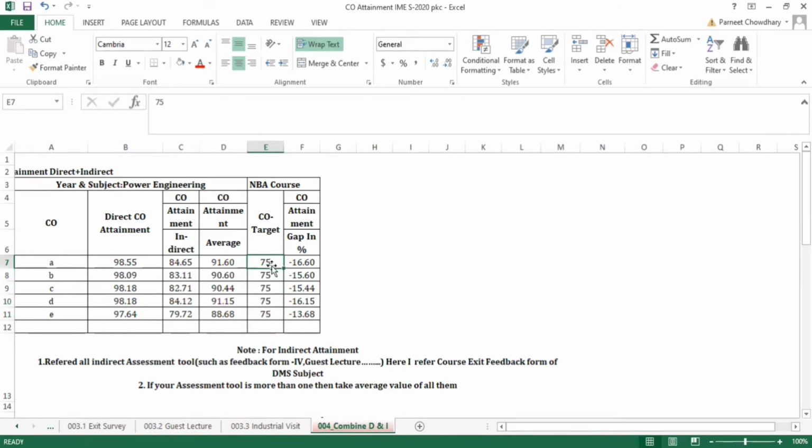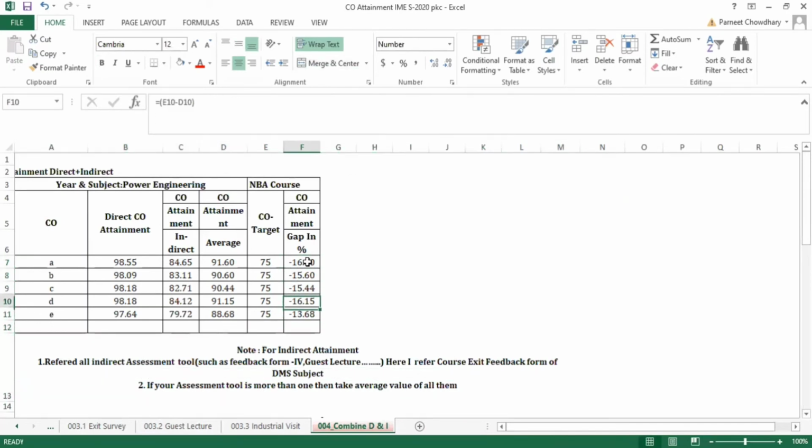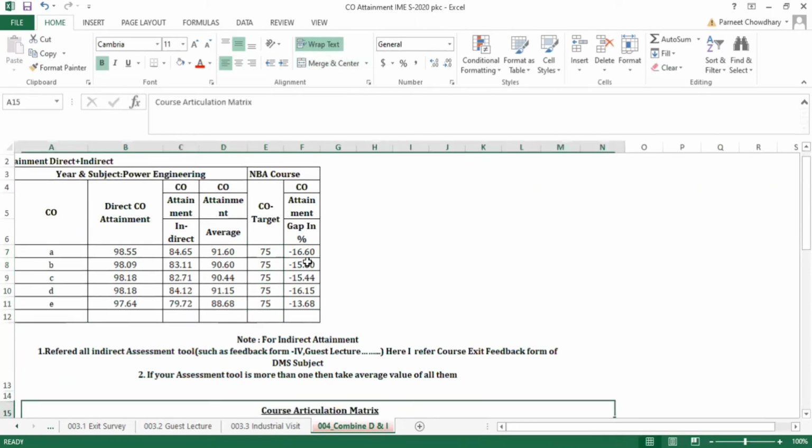CO target. Now I have set some target based on the difficulty level of the subject. What is my target percentage of this CO to be attained? So I have set this target. You can set another target if the subject is difficult. You can set a lower target. If the subject is easier, you can set a higher target. So I have set this target and then I have identified these gaps. So negative gaps, that means the COs have been achieved.